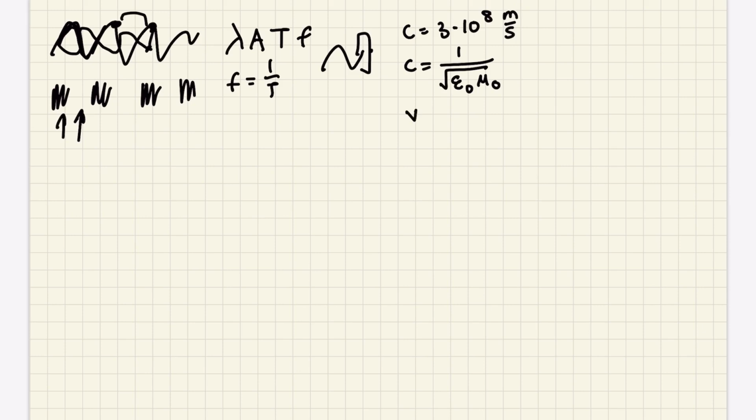Another important relationship is that the wave speed is equal to the frequency times the wavelength. And so in this case, you can replace wave speed with c, the speed of light, because all electromagnetic waves travel at the speed of light.